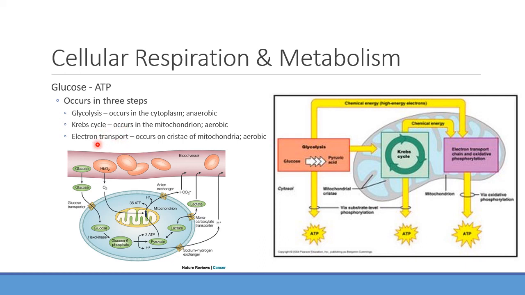After the Krebs cycle, the electron transport chain is going to occur here. This is actually within the mitochondria as well. And again, this is an oxygen dependent process. This is aerobic. This is where we're going to get the bulk of our ATP formed. We'll go through those details in just a minute.